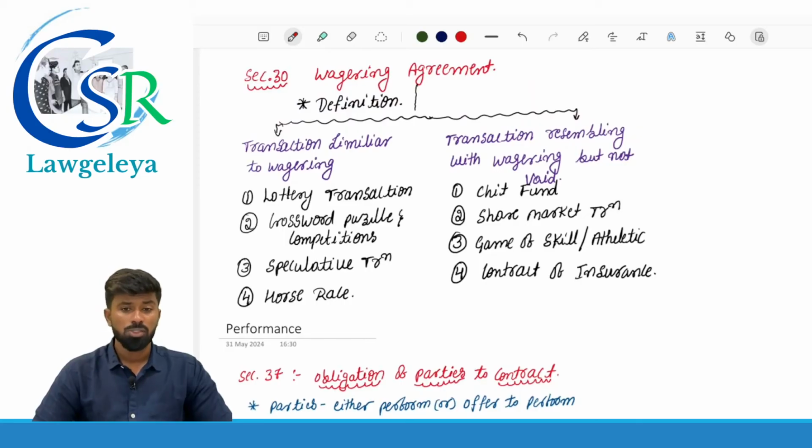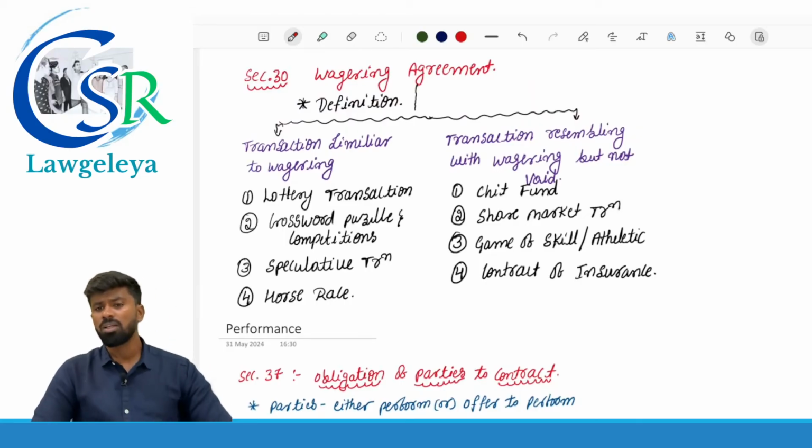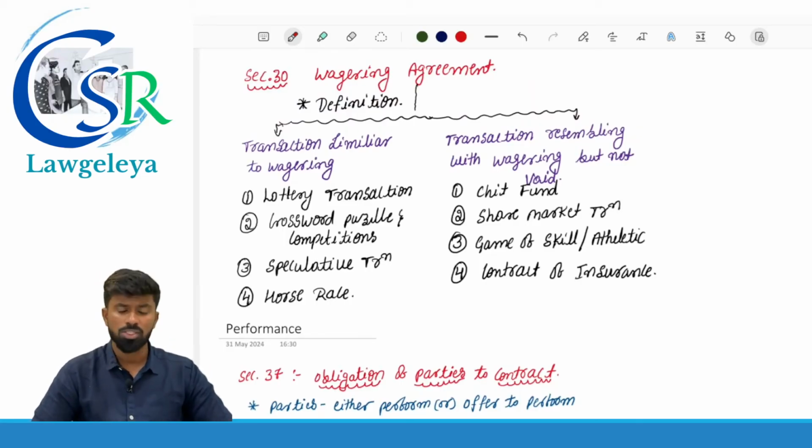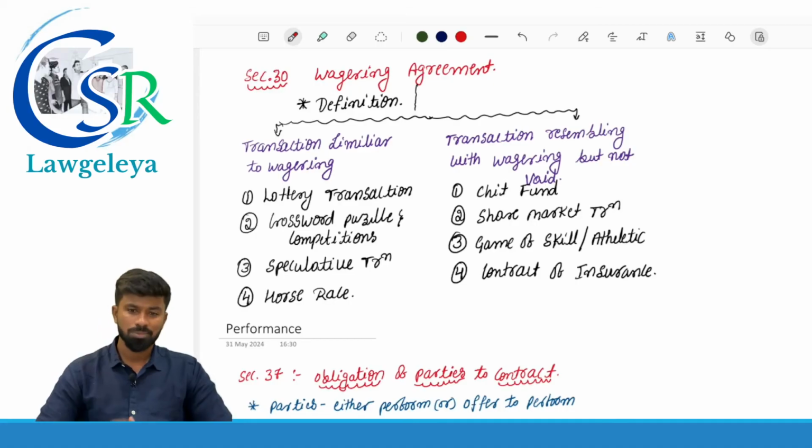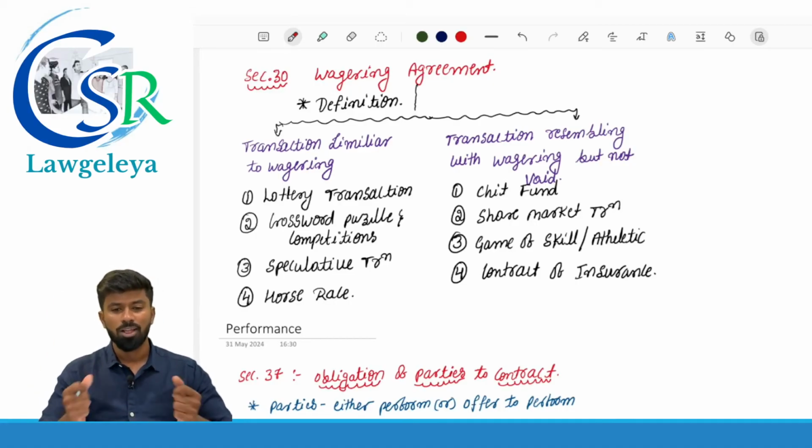But there are few things which resemble the wagering agreements, but they are valid. What are these? Chit fund, if it is registered, valid. Share market transactions, speculative. People are speculating that if a Modi government secures a majority, then the market will shoot and people are buying more number of shares.